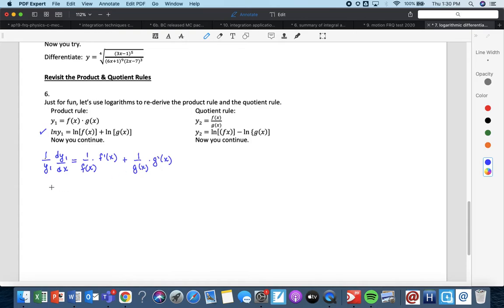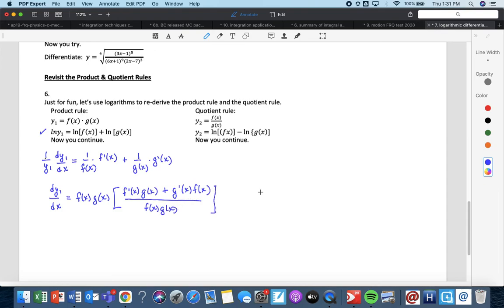And now I'm going to multiply both sides by y1, so now my derivative equals, and when I put y1 out in front, it's just f of x times g of x. And then inside here, what I'm going to try to do is add these two fractions. And they need common denominators. This one needs a g of x, so I'm going to multiply the top by g of x. And then this one needs an f of x, so I'm going to multiply that one by f of x. And then the common denominator is f of x, g of x.